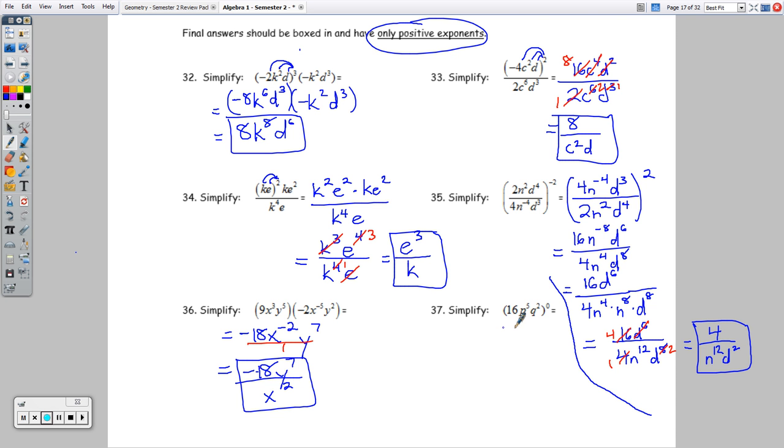And then to finish this off here, anything to the 0 power, that's what we have here. As long as it's not 0, anything to the 0 power is 1. That's just a rule of exponents that you need to know. Doesn't matter how complicated this looks. If it's to the 0 power, it equals 1.